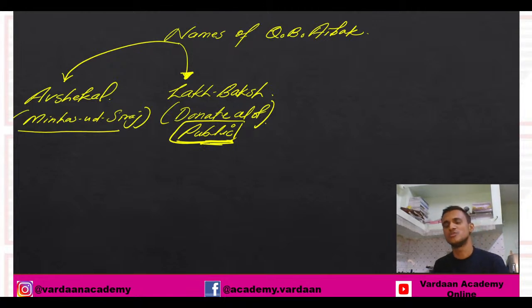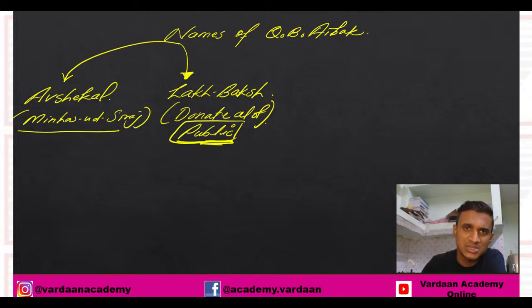Whenever he used to go out in the field, or into the market among his own people in his own kingdom, he used to donate a lot of money. It is said that at one time he donated something like 1 lakh rupees, so that's why he got the name Lakh Baksh.